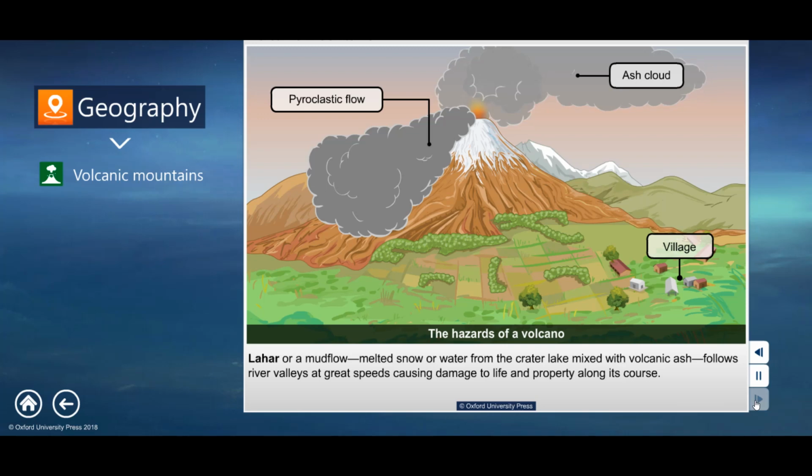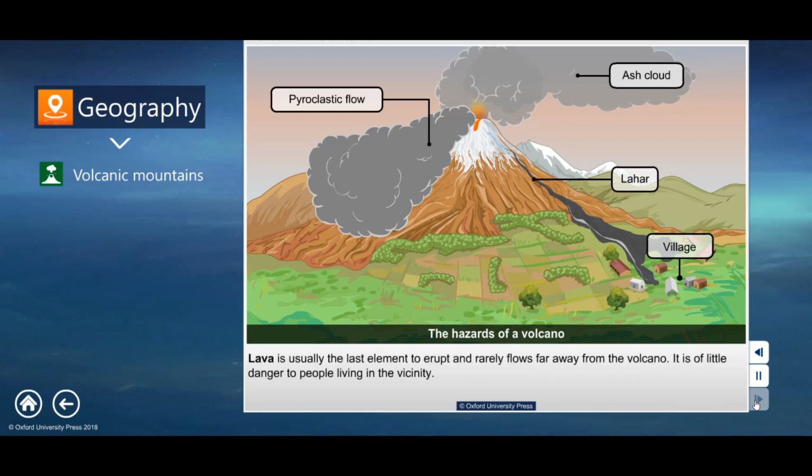Lahar, or a mud flow, melted snow or water from the crater lake mixed with volcanic ash, follows river valleys at great speeds, causing damage to life and property along its course. Lava is usually the last element to erupt and rarely flows far away from the volcano. It is of little danger to people living in the vicinity.